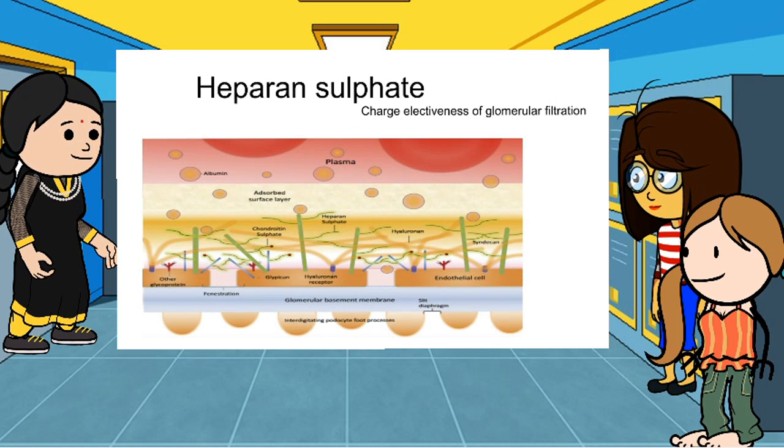Heparan sulfate is another important glycosaminoglycan. It's composed of glucosamine and glucuronic acid, which is seen in skin and kidney basement membrane. So this has a role in cell-to-cell adhesion. It is present in the kidney basement membrane along with type 4 collagen and laminin. And it plays a role in charge selectivity of glomerular filtration. So that is the significance.